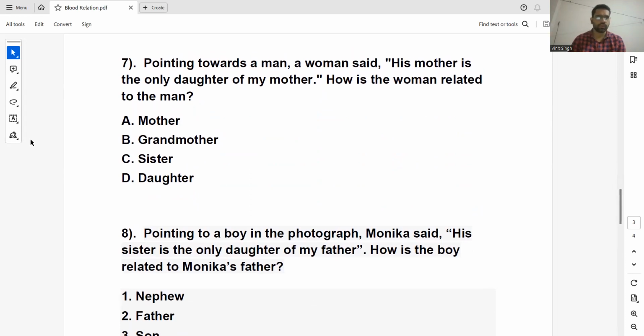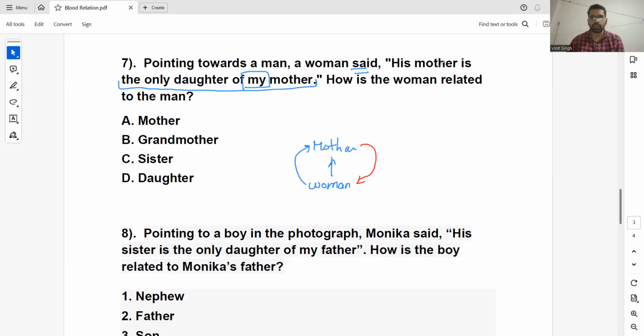Next question. Pointing towards a man, a woman said, "His mother is the only daughter of my mother." We will start from "my". "My" is used for the woman. My mother is the woman's mother. The only daughter of my mother is the woman herself. There will be only just that woman.